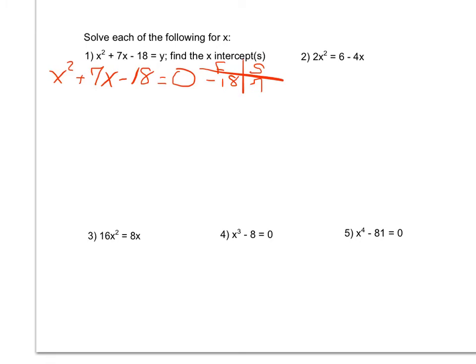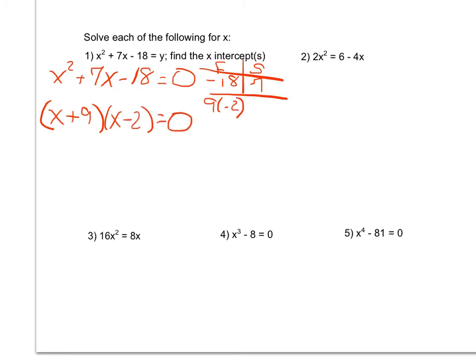Some of you will probably find that you can do this in your head without making the table. So if I want to find two numbers that multiply to be negative 18 and add to be positive 7, I would say 9 and negative 2. So this is going to become x plus 9, x minus 2 equals 0.